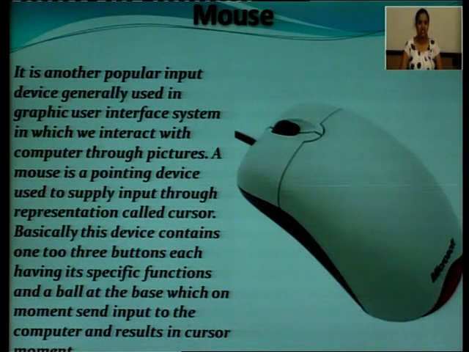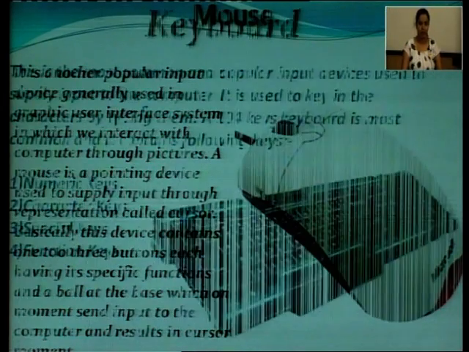Basically, this device contains 1, 2, 3 buttons each having its specific function, and a ball at its base which on movement sends input to the computer and results in a cursor movement. So, the ball in the mouse is used to move the cursor on your screen and give its input to the computer.